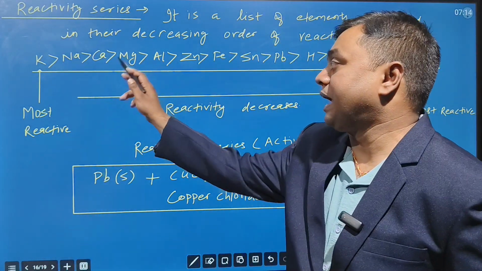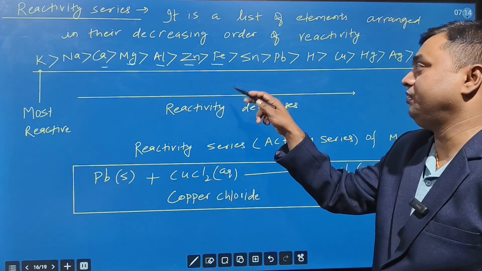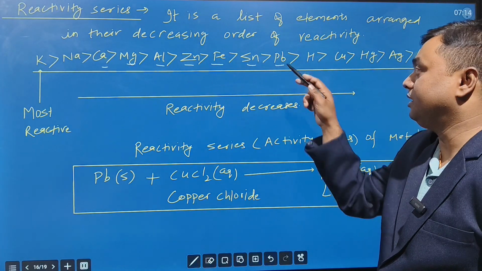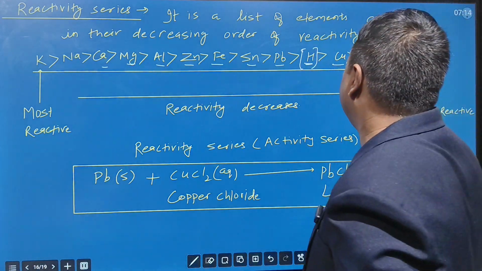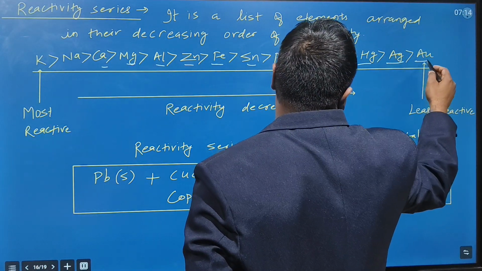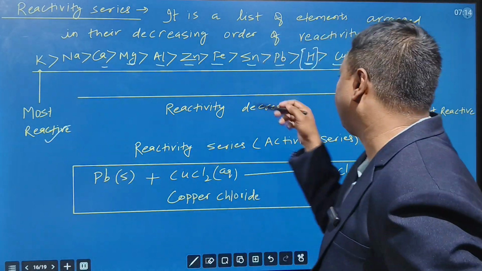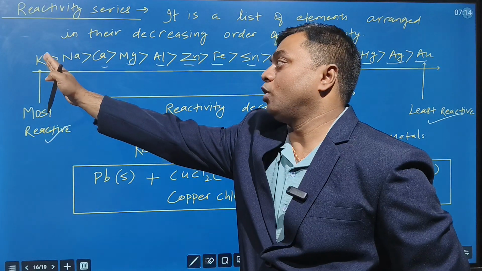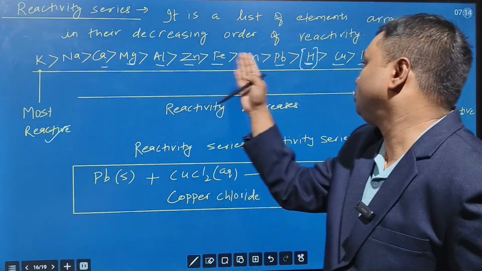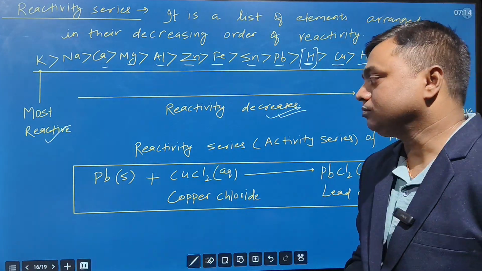Then sodium, calcium, magnesium, aluminium, zinc, iron, Fe, tin, Sn, lead, Pb, then hydrogen, okay, then copper, then mercury, then silver, then gold. After that, platinum is also there. So you can see potassium is most reactive, whereas in this, silver is least reactive. And if you move from potassium towards gold, reactivity decreases.